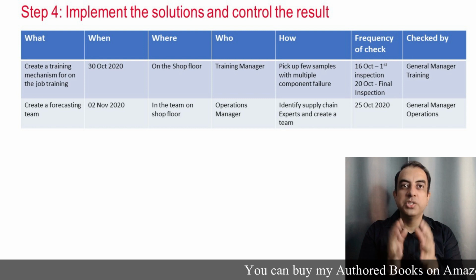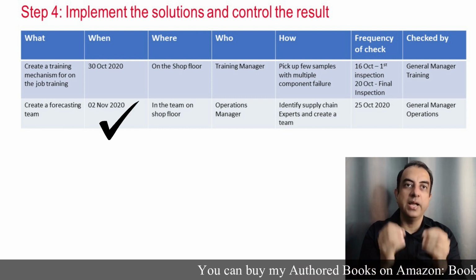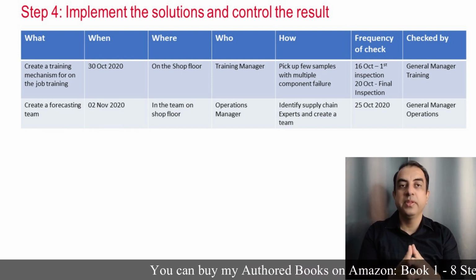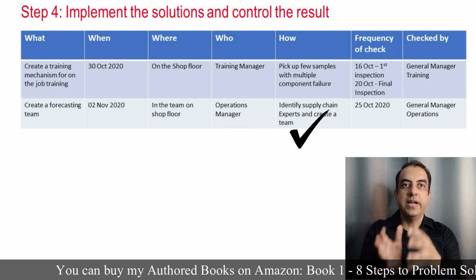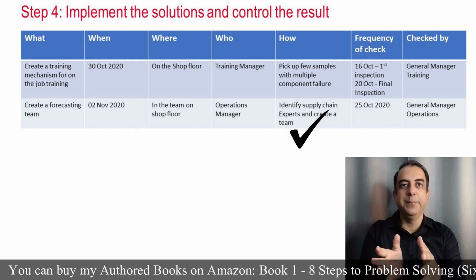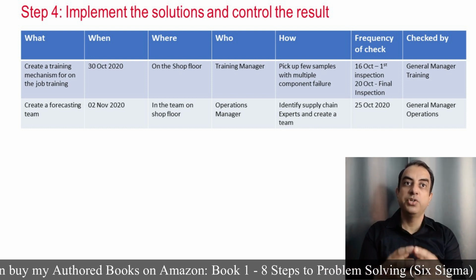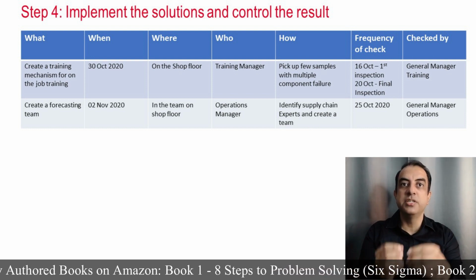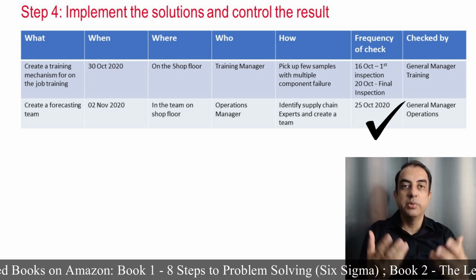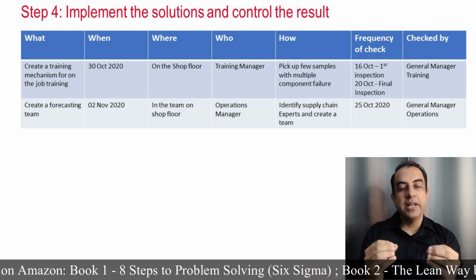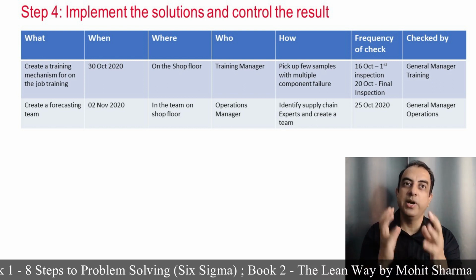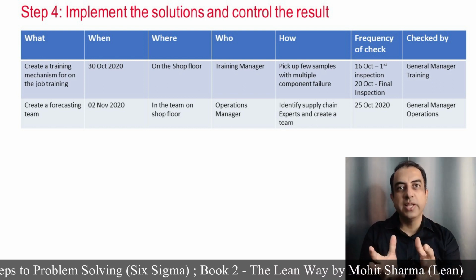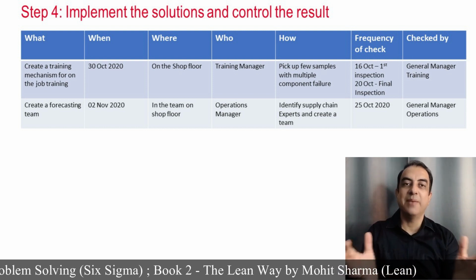The second solution is to create a forecasting team by 2nd October 2020. The operations manager should create a team on the shop floor by identifying supply chain experts from the team. The solution implemented should be checked by the general manager operations on 25th of October 2020. By implementing all these solutions, the team was able to reduce the turnaround time from 25 working days to 14 working days. And in the end, they had happy customers.